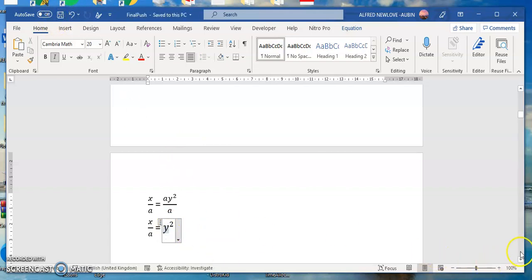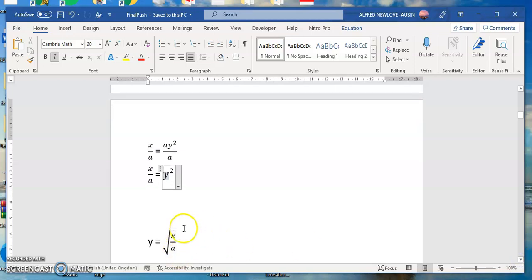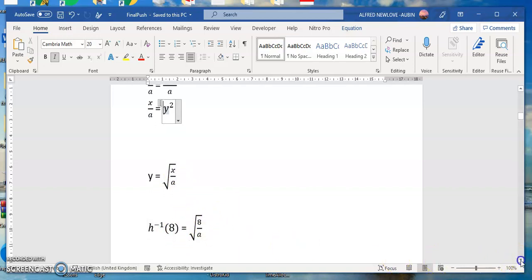Okay, then since it's a square, you take a square root. So if I take a square root of both sides, I'm going to have this one. Because if it's a square, I take a square root at this side, I take a square root at this side. The square root will get rid of this square, and we are going to have y is equals to that. So the inverse of this h, where x is 8, you substitute 8 there, you are going to have this.